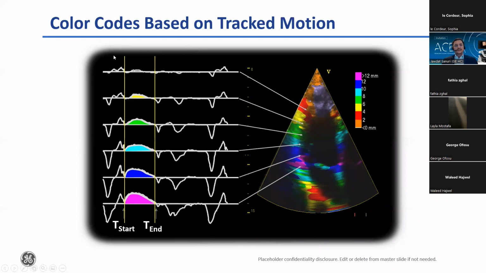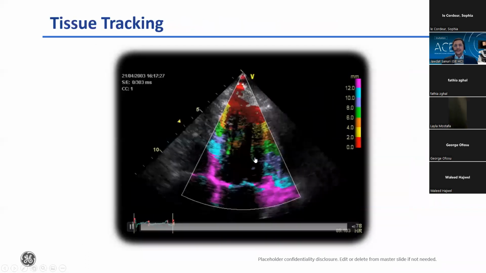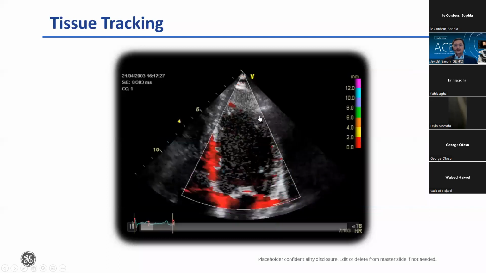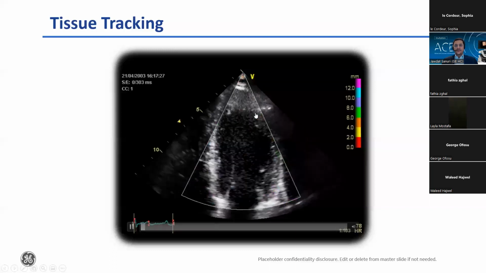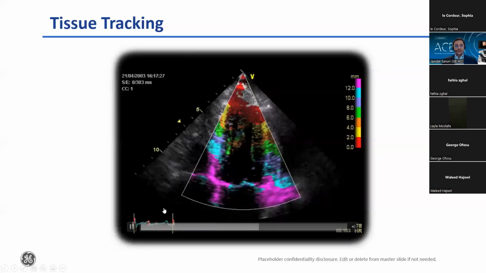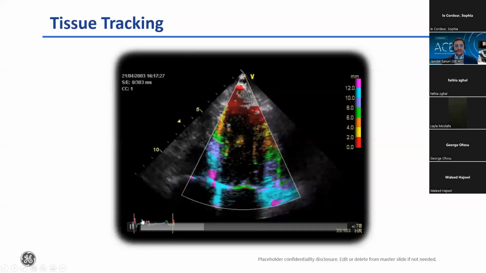Here is an example of real-time tissue tracking using tissue Doppler to detect and give a color coding of the displacements. It means this part has moved towards the apex during systole, as you can see; it's only measured during systole.